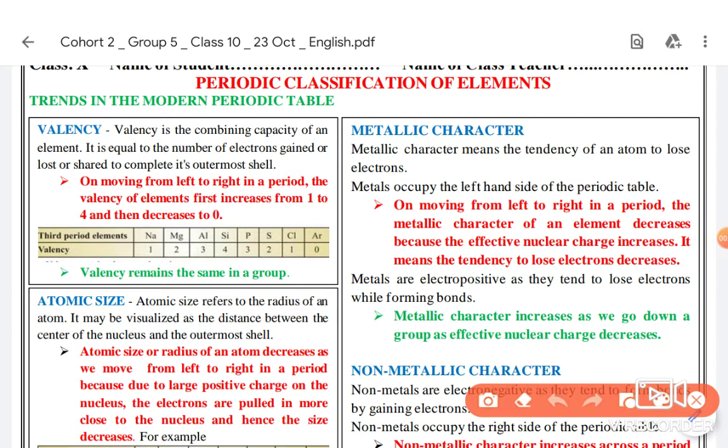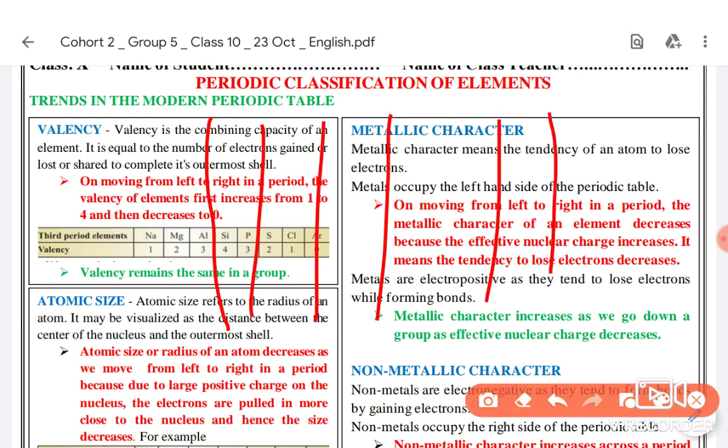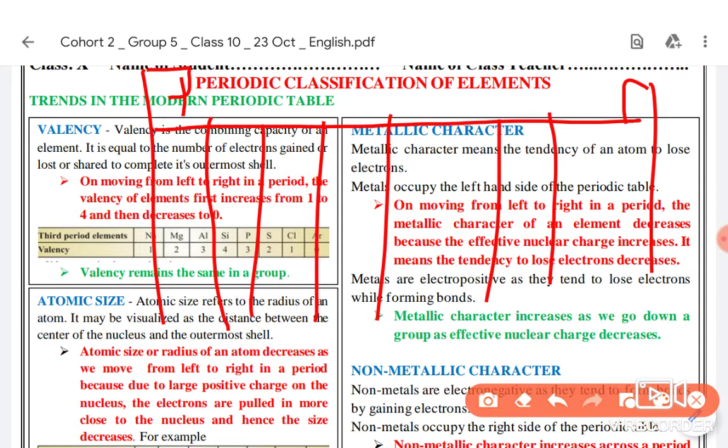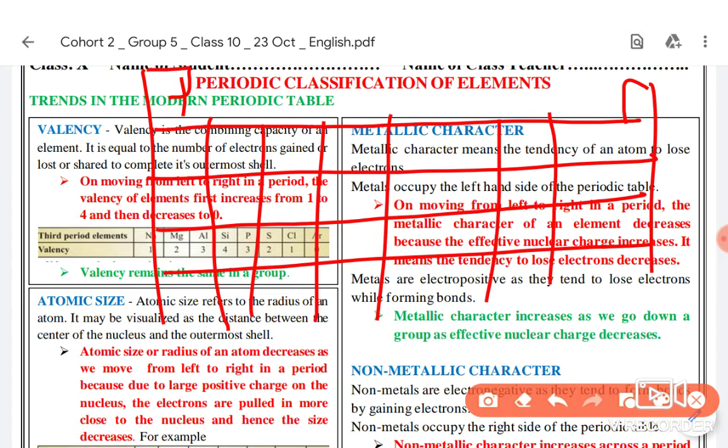As you all know, in the modern periodic table there are 18 groups and 7 periods. If I draw here, these vertical columns are known as groups, which are 18 in number in the modern periodic table, and these horizontal rows are known as periods. You know that. Here are 18 groups and 7 periods.